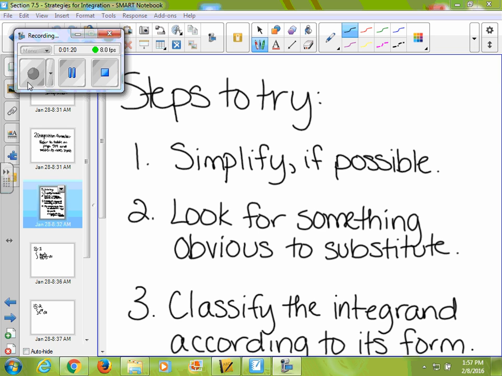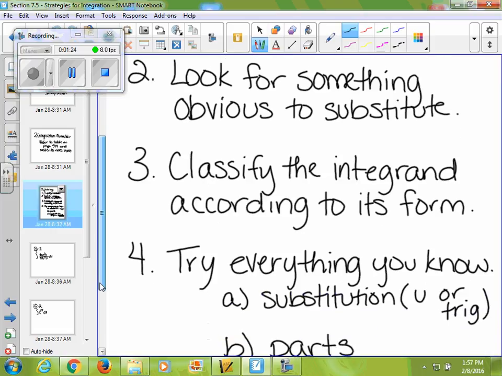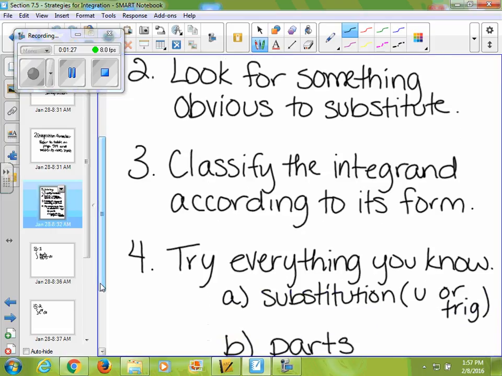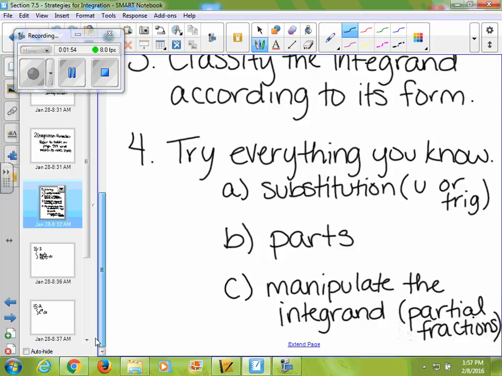Okay, so our first step is to try to simplify, if possible. Our second step is to look for something obvious to substitute, so we could either use our Trig substitution or our U-Substitution. The third step is to classify the integrand according to its form. So if it has the specific form of a trigonometric integrand, then we could classify that and use that information to integrate. And the last step is, if none of those things seem to really work, then we're going to try everything we know to get it to be something simple that we can integrate by hand. So we can try U-Substitution or trigonometric substitution. We can try to integrate it by parts. Or we can try to manipulate the integrand and turn it into some type of partial fraction.